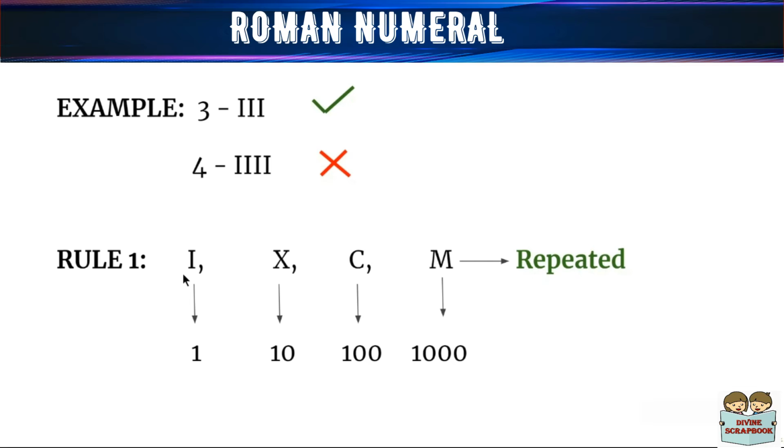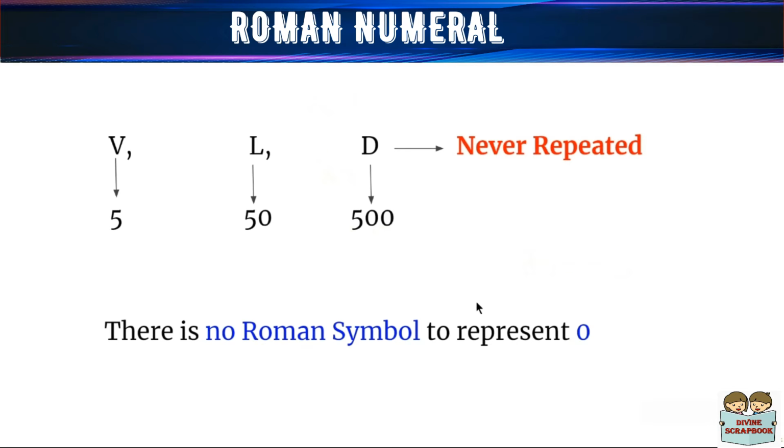The first rule which we follow is which digits we can repeat. That is I, X, C and M. I stands for 1, X is 10, C is 100 and M is 1000. These digits can be repeated thrice but not more than that. The symbols V, L and D are never repeated. V stands for 5, L is 50 and D is 500. And one more point to remember is, there is no Roman numeral to represent the digit 0.